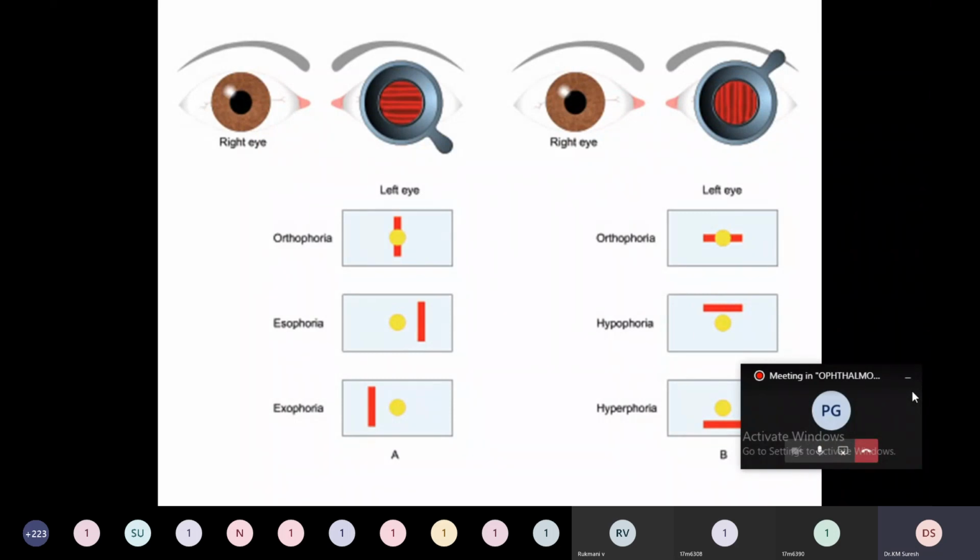Phoria, as you know very well, is a hidden squint which is elicited by doing these tests, and per se when you examine a patient it may be latent or hidden. So these are the tests to bring out the hidden squint which is causing unnecessary eye strain and headache. So you must be able to write down and reproduce these pictures.